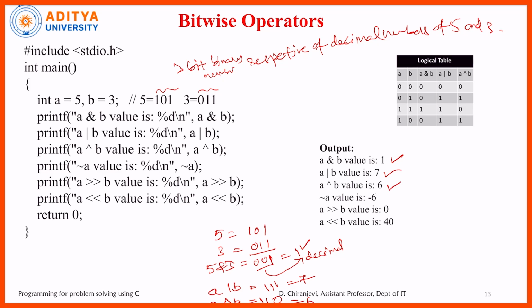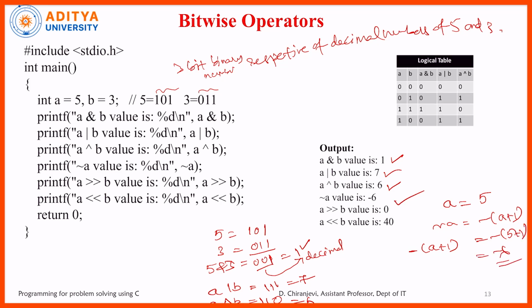Then the bitwise complement operator. You can find the complement simply with the formula minus of A plus 1. So let's say the A value I have taken here is 5. So you can find the complement of A as minus of A plus 1, so minus 5 plus 1. So here you will get minus 6.